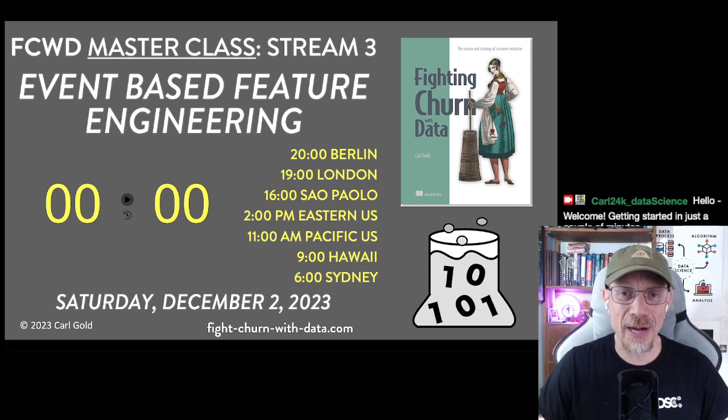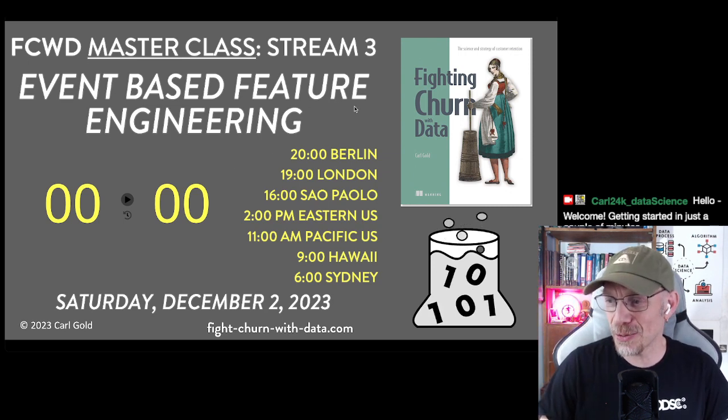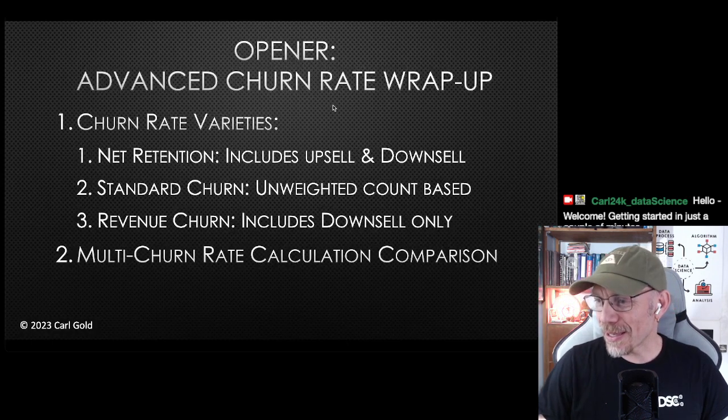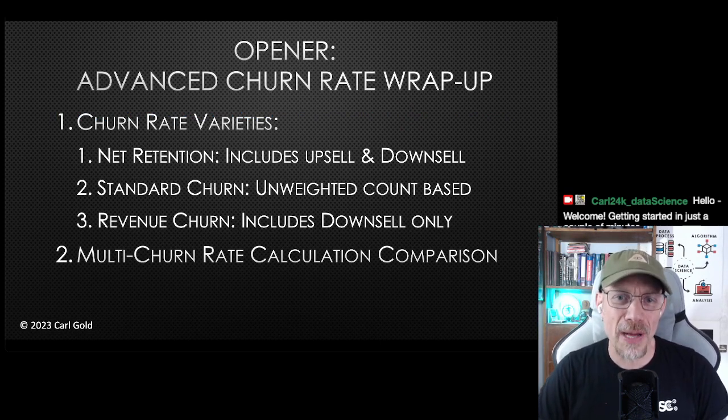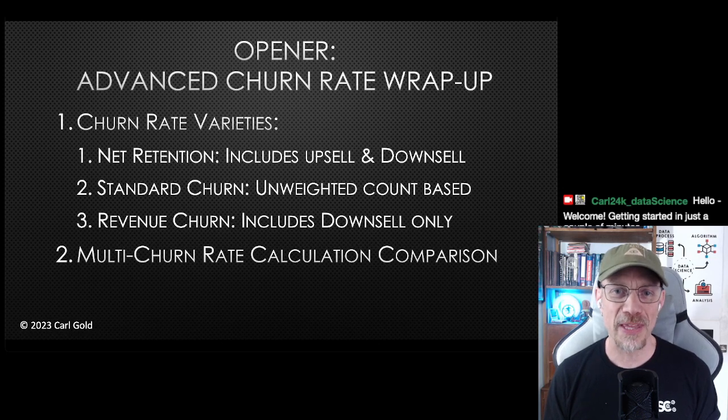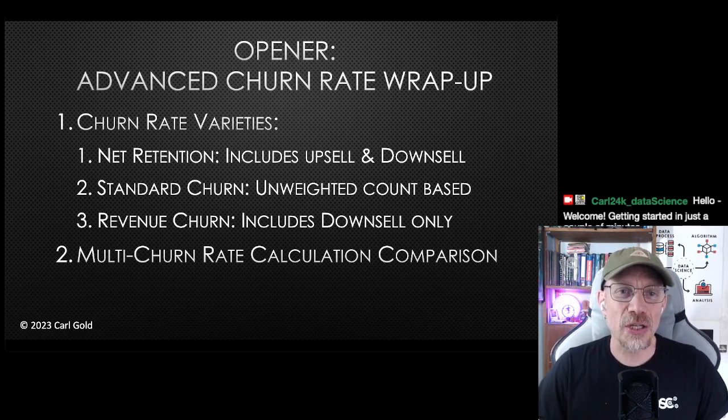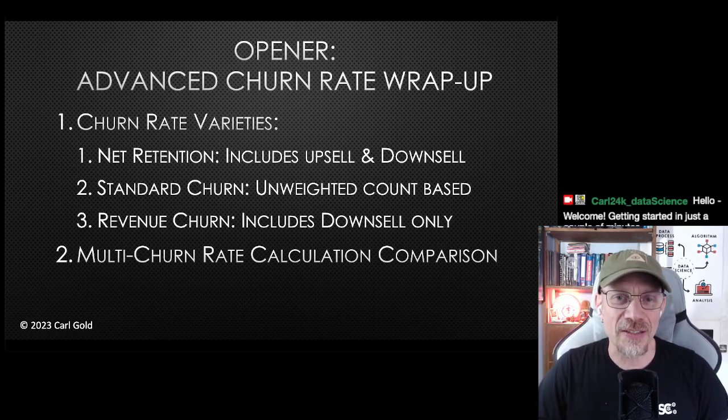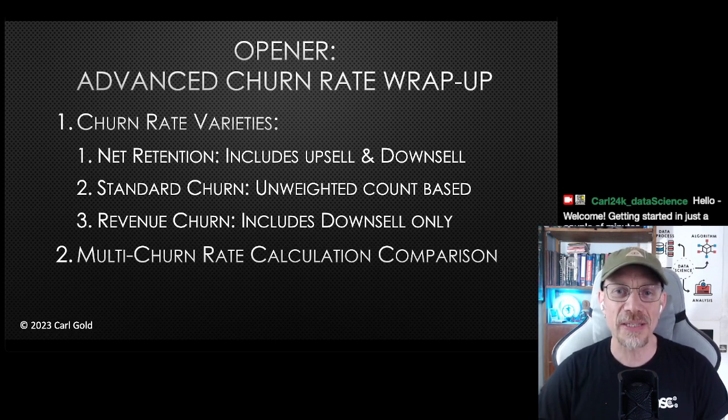So without further ado, I'm going to jump right in as I like to do. I'm going to start with an opener, which is going to be a wrap up of the last stream. I don't know if any of you were with me then. It'll be a quick lesson on advanced churn rate analysis. I didn't really do it justice at the end of the last stream. I kind of rushed it, and I realized afterwards I didn't make all the points I should have made. So we're going to look real quickly at a comparison of the churn rate varieties using the multi-churn rate calculation, which was done at the end of the last stream.